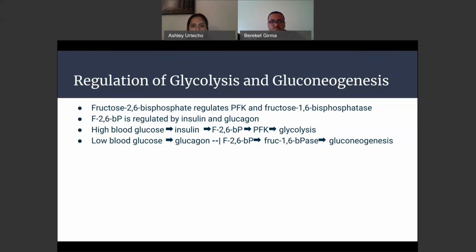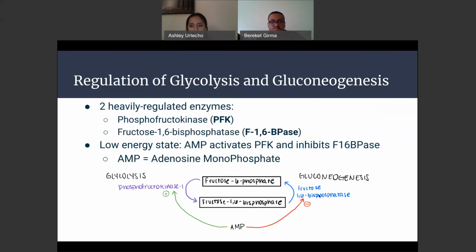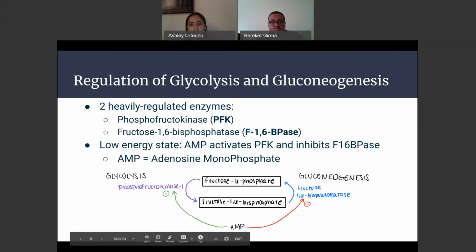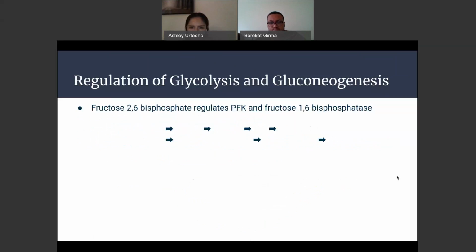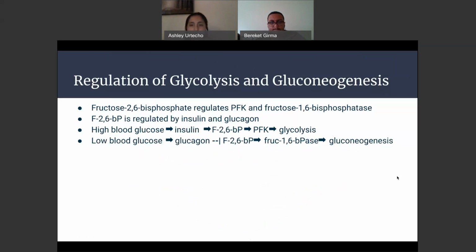Let me see. It will inhibit this. So it kind of acts like AMP because it will inhibit fructose... I'm sorry. No, it will activate fructose 1,6-bisphosphatase. So forget what I just said in the last minute. Glucagon will inhibit fructose 2,6-bisphosphate.